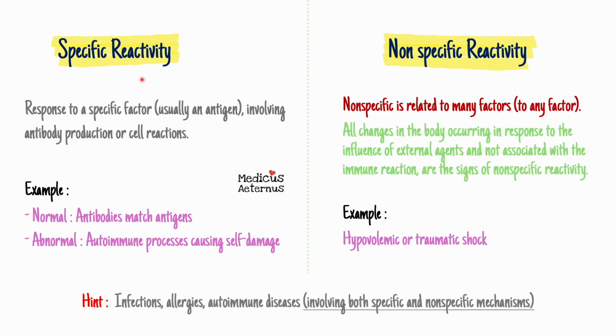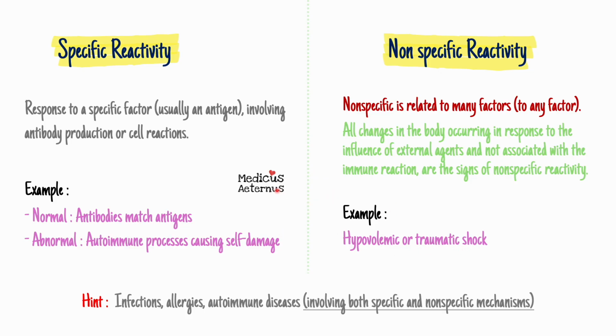The specific reactivity and the non-specific reactivity. The specific reactivity is the response to a specific factor, usually an antigen, that involves antibody production or cell reaction. Examples here: in the normal way, antibodies match the antigens, and the abnormal way is the autoimmune process, which causes self-damage. The non-specific reactivity is related to many factors. All changes in the body occurring in response to the influence of external agents and not associated with the immune reaction are signs of non-specific reactivity. Here the example is hypovolemic or traumatic shock.